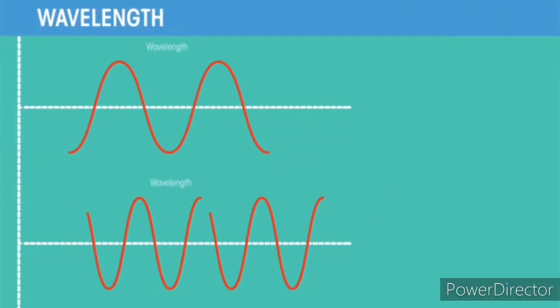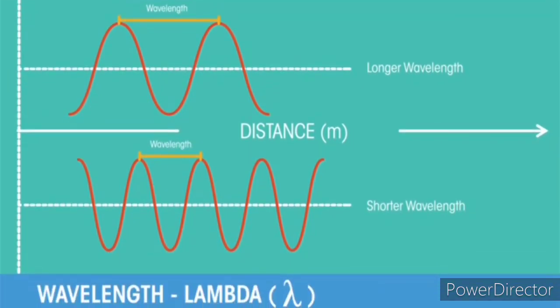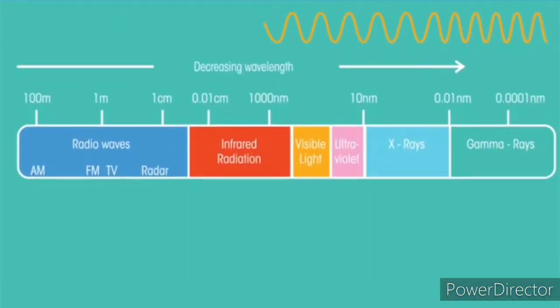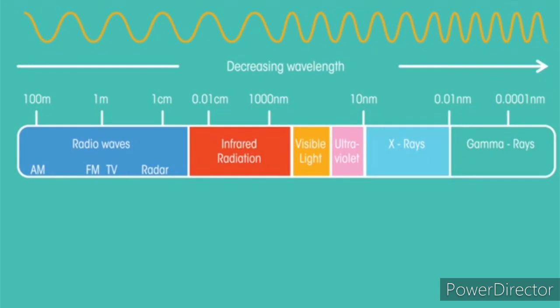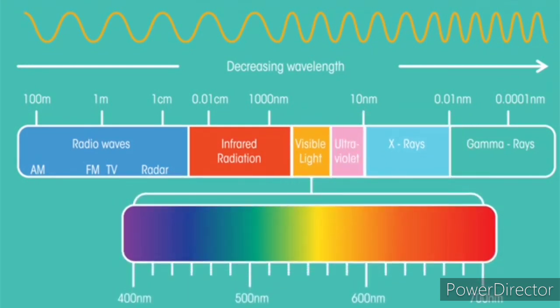Now for wavelength. The wavelength is the distance between a point on one wave and the same point on the next wave, for example, two peaks or two troughs. Wavelength is given the symbol lambda, from the Greek letter, and is usually measured in meters. Wavelength can vary hugely in size. X-rays are very short, visible light is here, and FM radio waves are much longer.